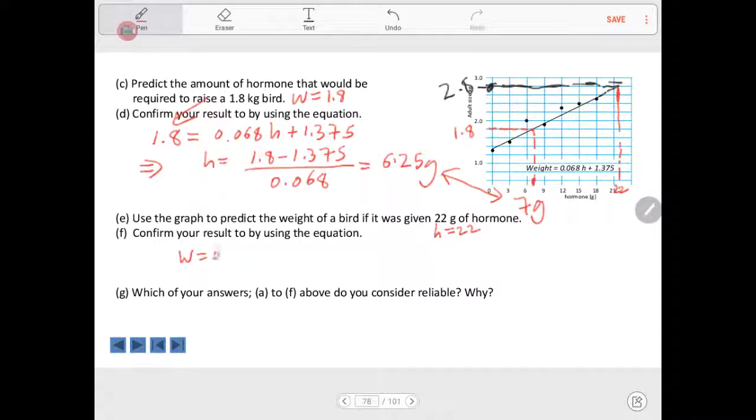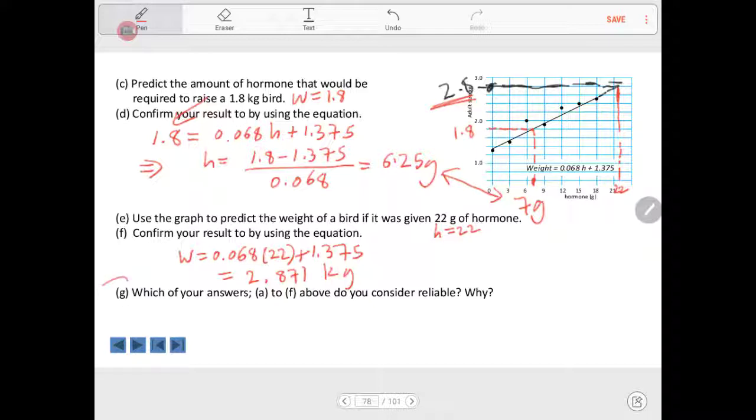W equals 0.068, putting 22 in where H goes. And this gives us 2.871 kilograms. So pretty close to what the graph said. 2.871 compared to 2.8. So the graph was pretty accurate for a couple of those. It was really only the middle prediction where it was off a bit.